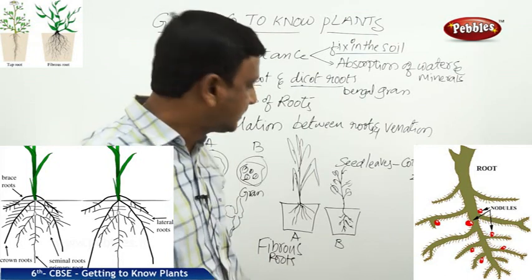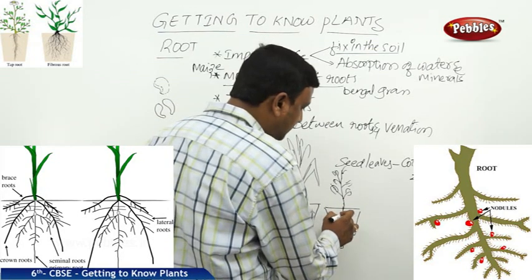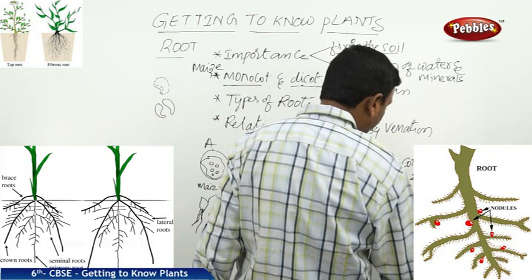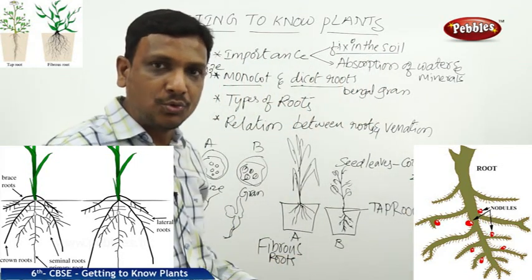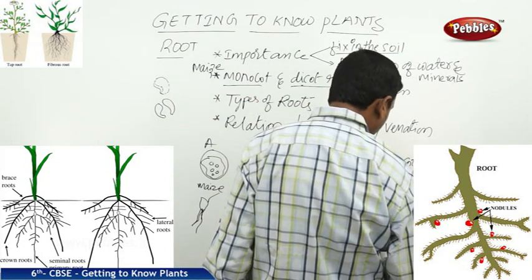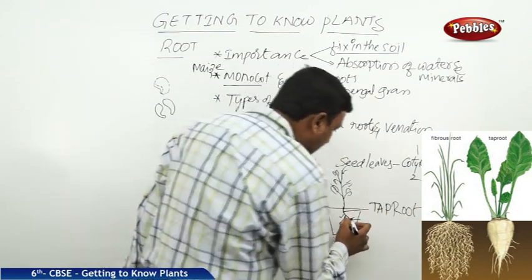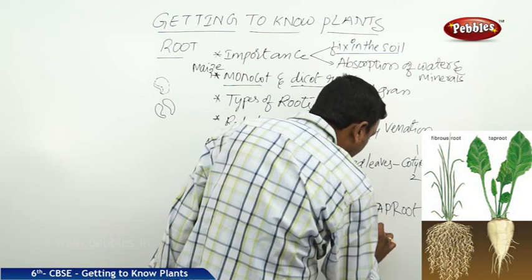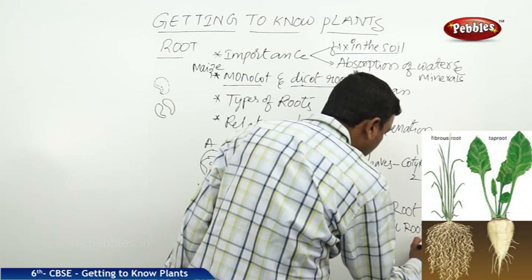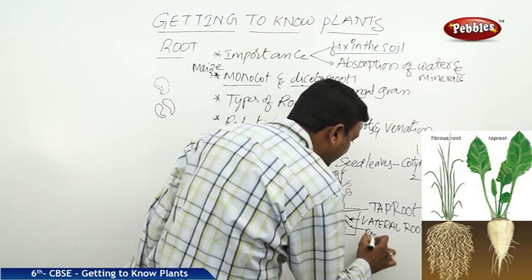Okay. Now let us look at the other case. In case of the gram, there is a main root. This is the main root called the taproot. The taproot has so many root hairs. These are the root hairs. The main one is called the taproot, and the other branches of the root are called lateral roots. And there are so many fine hairs which are called root hairs.